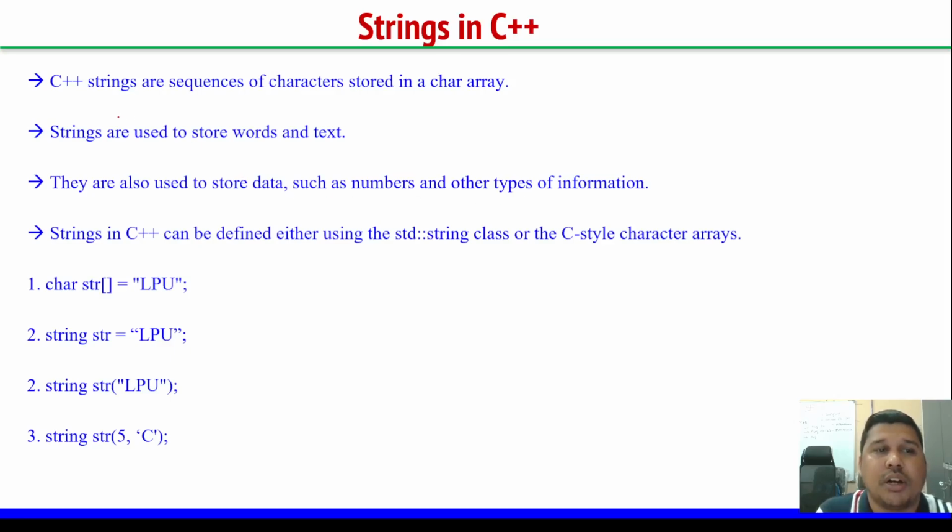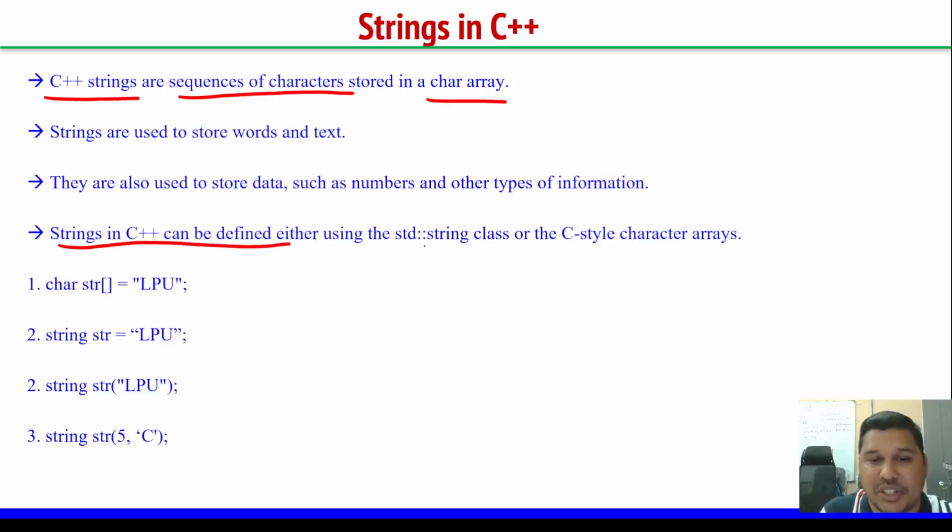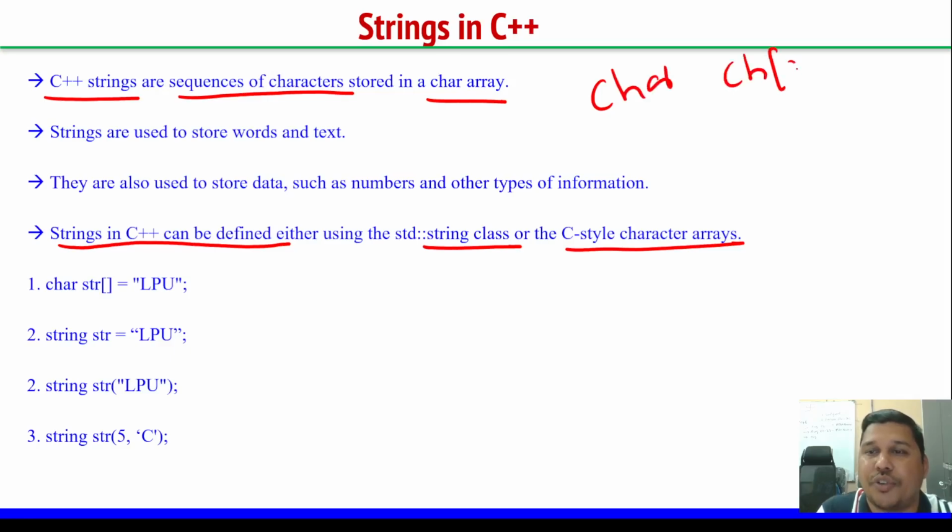Right. So, same definition here: C++ strings are sequences of characters stored in a character array. How it is stored is the same. They can be defined either by the string class, that is the string data type, or by C style character arrays. What are C style character arrays? Like this, char ch of 20. This is called C style character arrays, as in C programming.